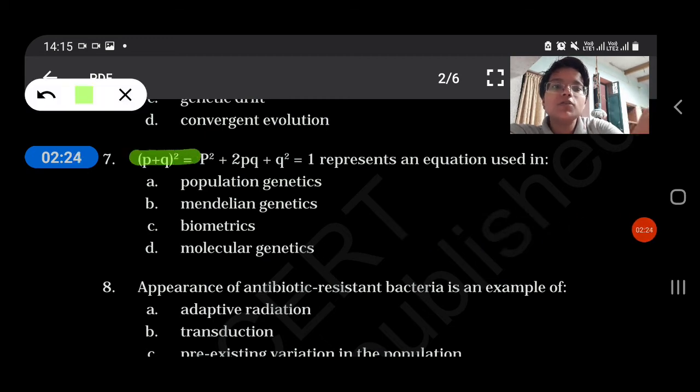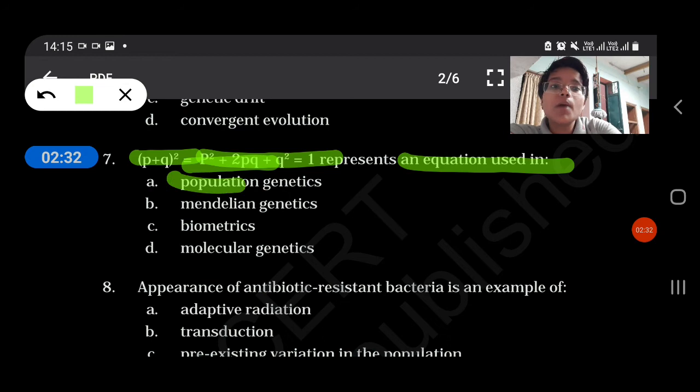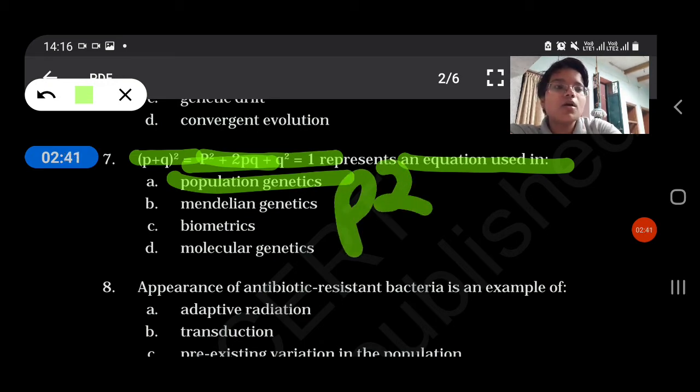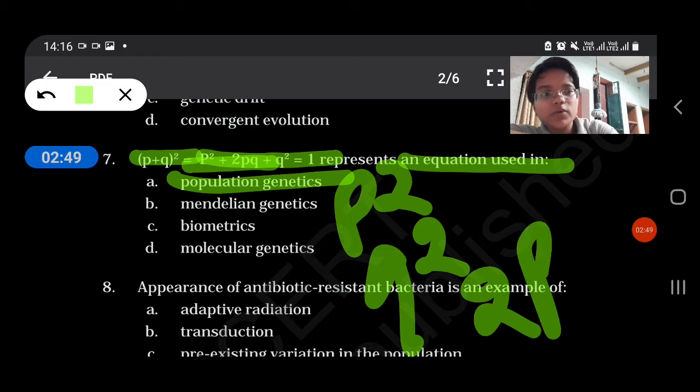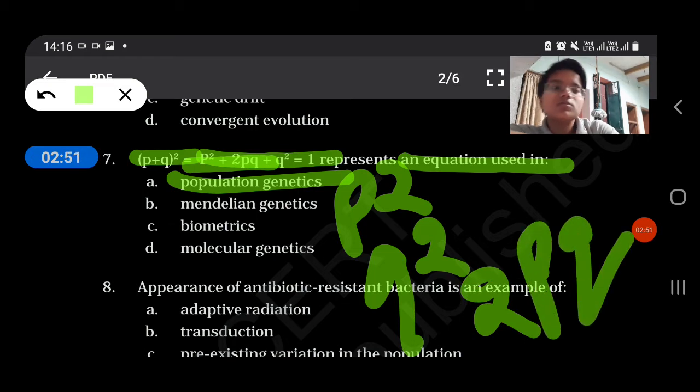(p + q)² = p² + 2pq + q² = 1 represents an equation used in population genetics. This is the Hardy-Weinberg equilibrium, where p² is for homozygous dominant, q² is for homozygous recessive, and 2pq is for heterozygous.